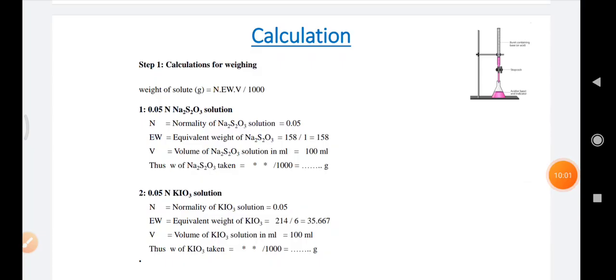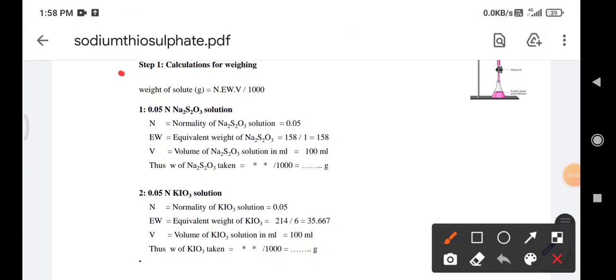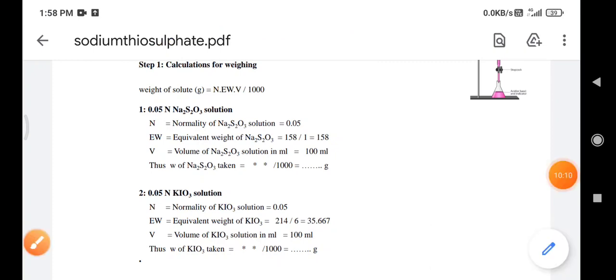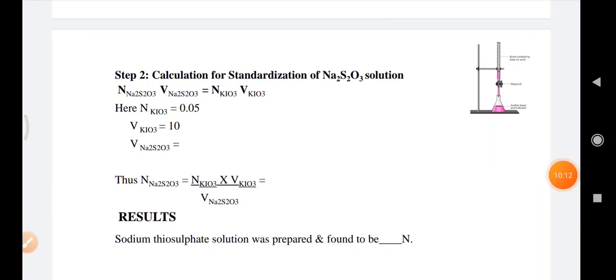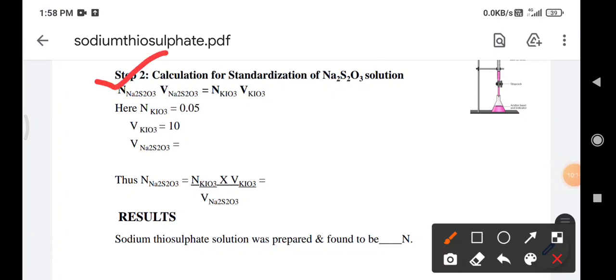Now coming to the calculation. Calculation we have divided into two steps. The step number 1, that is the calculation for weighing, and the step number 2, that is the calculation for standardization of sodium thiosulphate solution.